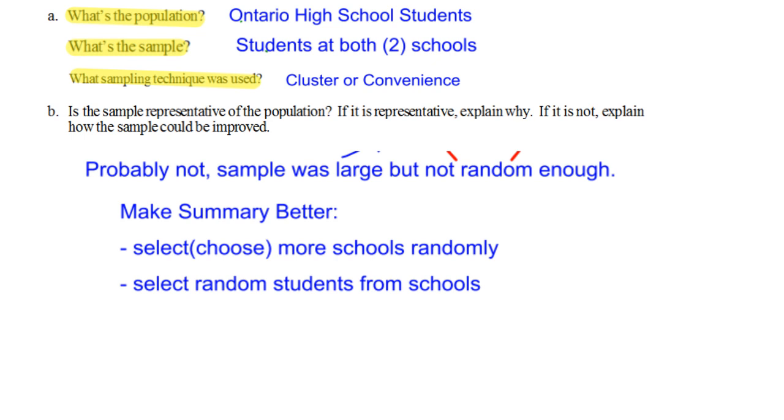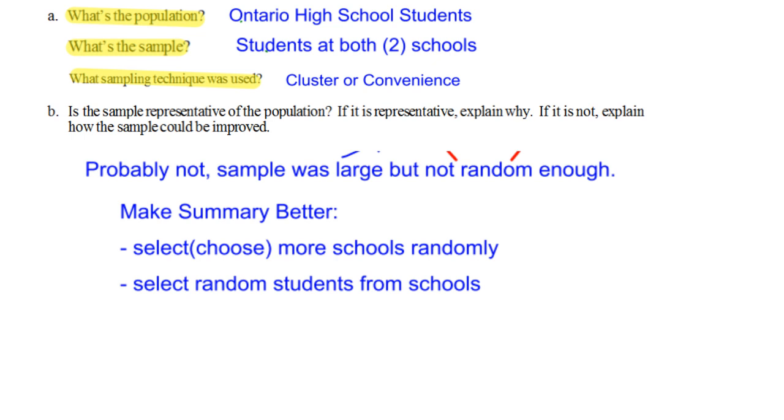Selecting all the students of those 2 schools doesn't represent the people in Hastings County. It doesn't represent the people in Durham. It doesn't represent the people in Thunder Bay that are in this class. Okay? Just understand that is it.